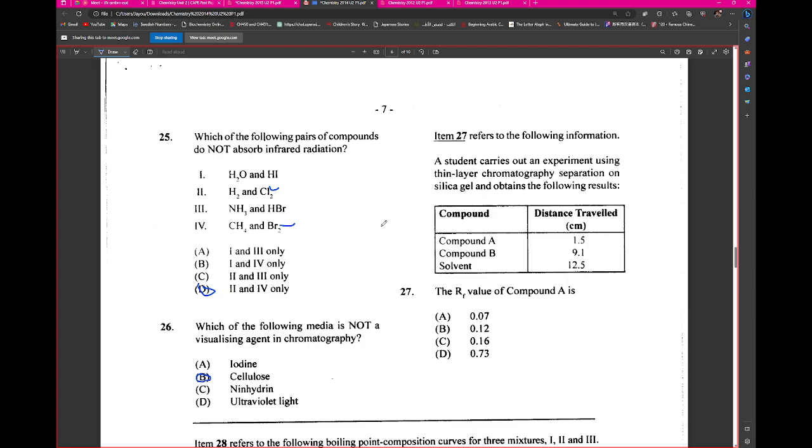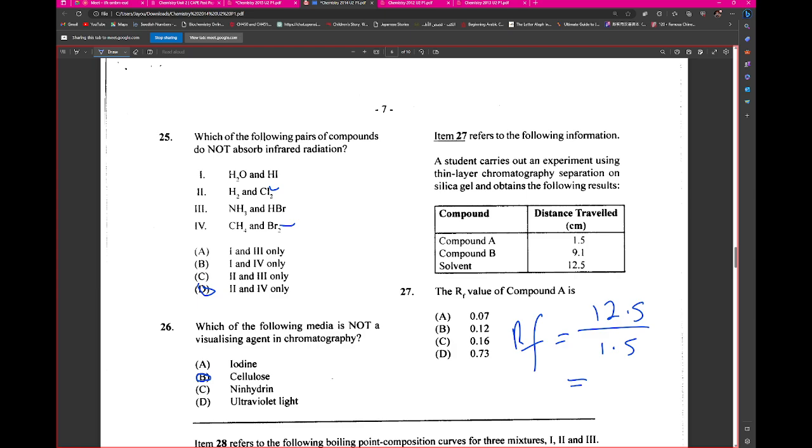Okay. 27. The RF value of compound A is what? So compound A's distance traveled is there. Where's the solvent front? How do you calculate RF value? Distance traveled by solvent over distance traveled by component or dye. What's the answer? 2.5. I think it's the other way around. Solvent front divided.